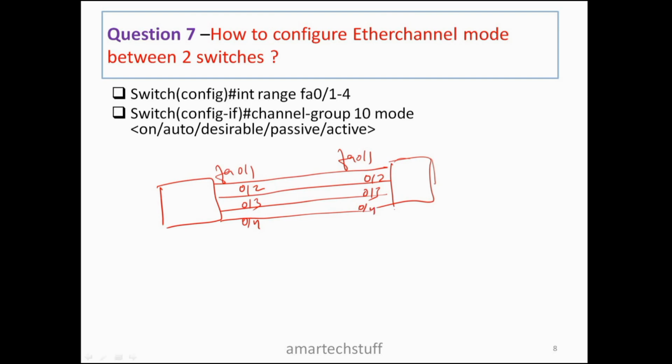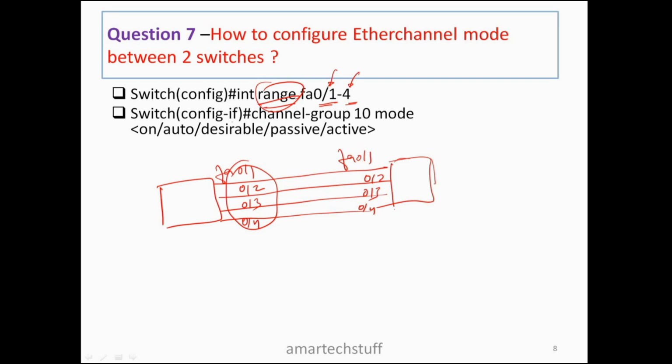Now, how are you going to configure the EtherChannel between them? What you're going to do is configure the same configuration on all the ports. So you can use the range command. Interface range FastEthernet 0/1 to 0/4. Now I'm using this range command, meaning the configuration will be applicable from port number FastEthernet 0/1 to FastEthernet 0/4. So this is the command.